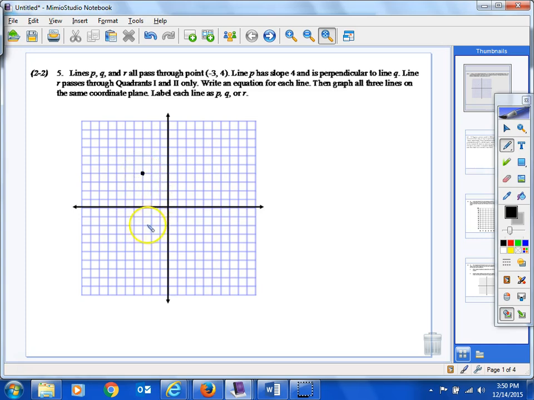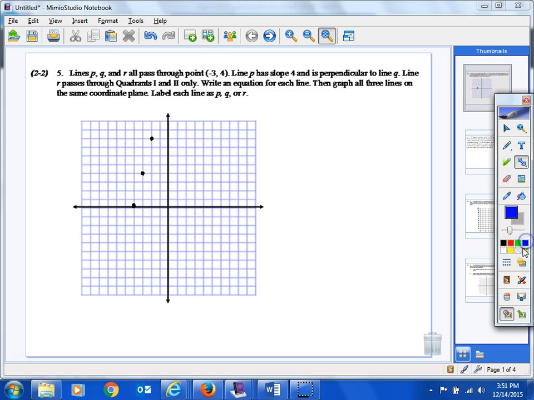And I'm just going to work on drawing one line at a time. So let's see, the first thing that we're told, after knowing what point to go through, is that line P has a slope of 4. Okay, so let's take that information, and knowing that it goes through the point -3, 4, let's draw line P. So a slope of 4 would be up 4, right 1, and then down 4, left 1.